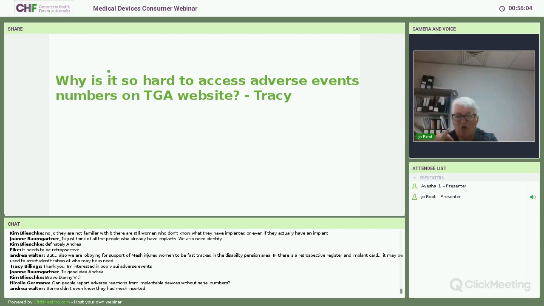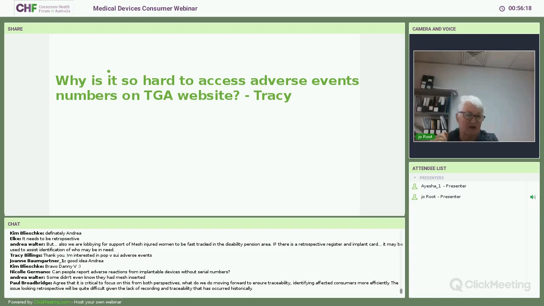What the device card would help people with is this: consumers might panic, might be really upset, and think, oh my goodness, that could be me. If they knew what had been implanted in them, then they'd say, oh no, that's not me. And I think that's a really positive side as well. We need to look at the positives of this.